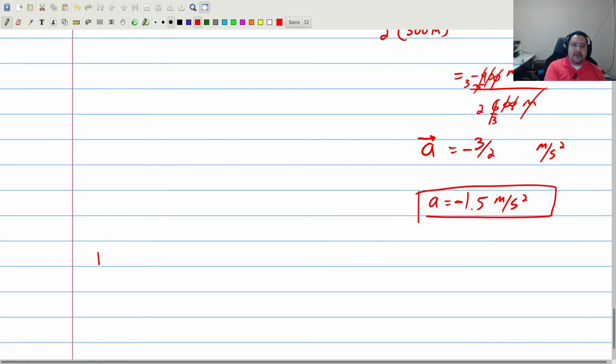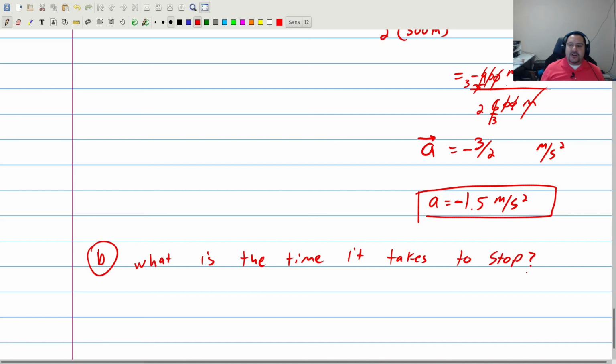So part B. What is the time it takes to stop? As this truck is coming to a stop, how long does it take from the moment he applies the brakes to the moment he stops?